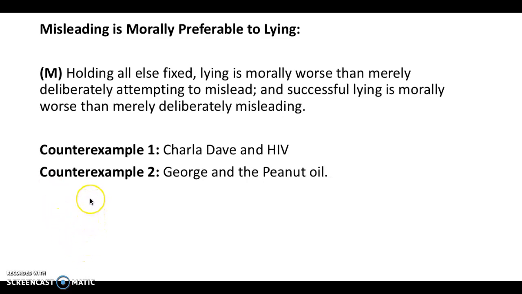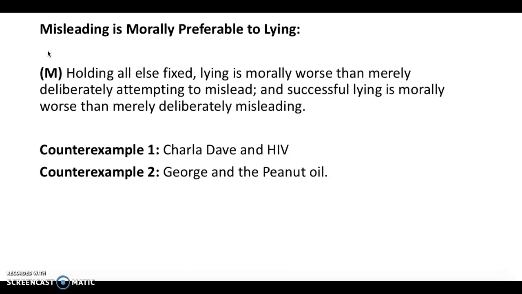So the first counterexample is the Charla and Dave HIV counterexample. So Charla is a person who is HIV positive, but she does not yet have AIDS. And she knows both of these facts. Dave is about to have sex with Charla for the first time and cautiously but imprecisely asked Charla, "Do you have AIDS?" To which Charla replies, "No, I don't have AIDS." Charla and Dave proceed to have unprotected sex, and Dave becomes infected with HIV.